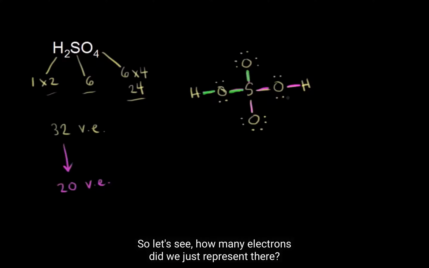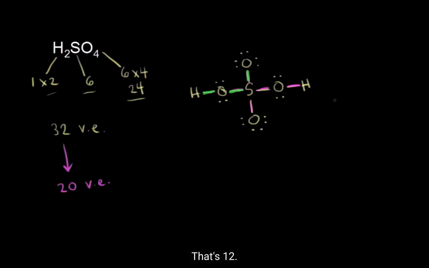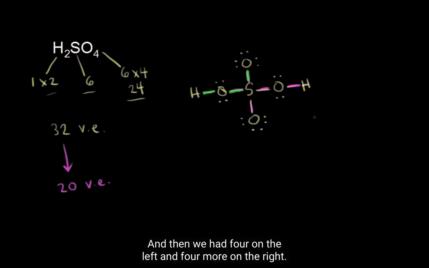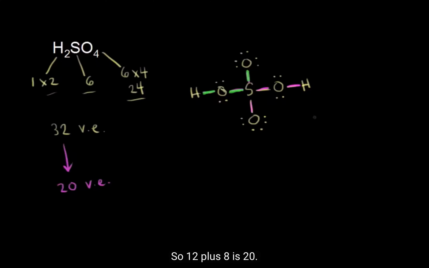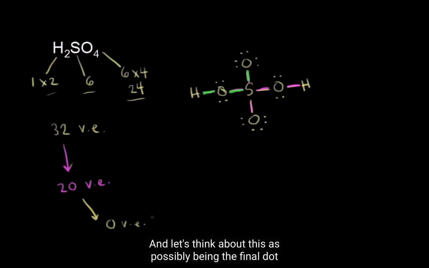So let's see, how many electrons did we just represent there? Well, we had 6 on the top oxygen, 6 on the bottom oxygen. That's 12. And then we had 4 on the left and 4 more on the right. So that's 8. So 12 plus 8 is 20. So we've now represented all of the valence electrons that we needed to show. And let's think about this as possibly being the final dot structure. So we have an octet around sulfur, we have an octet around oxygen, and hydrogen's fine. So you might think that we are done here. However, let's go ahead and assign some formal charges, and let's see what that does.